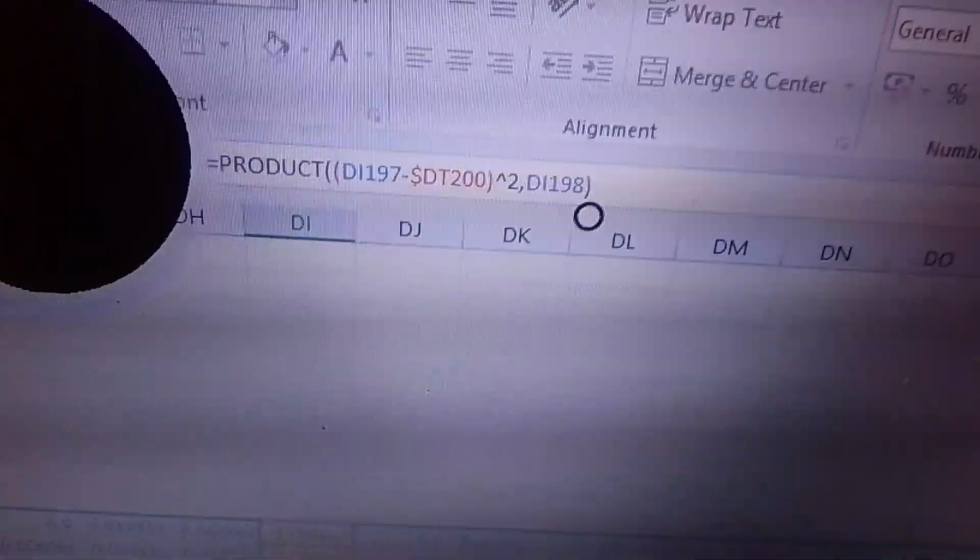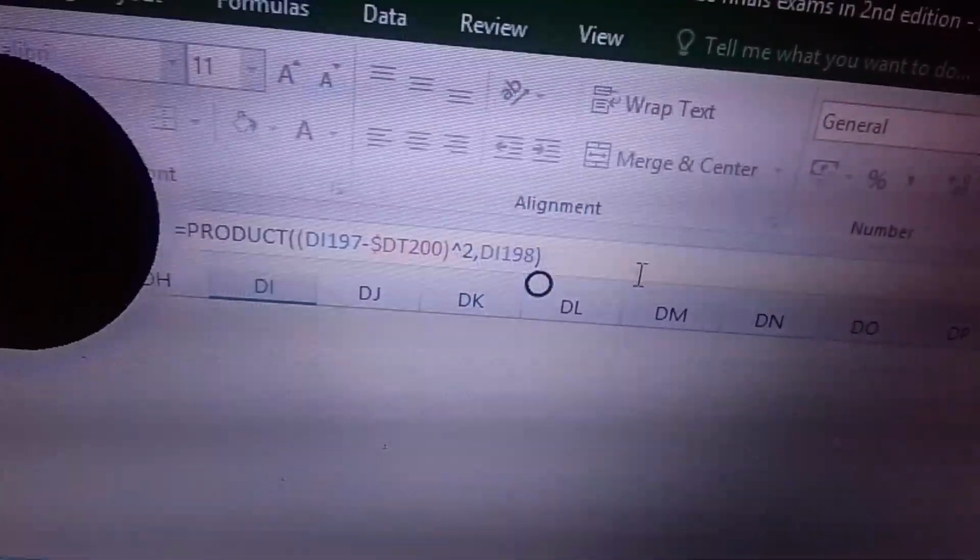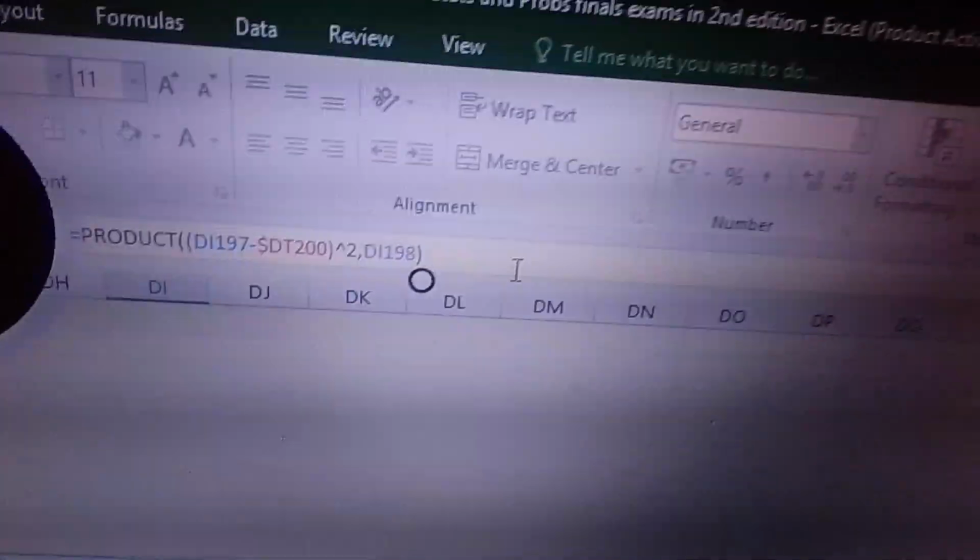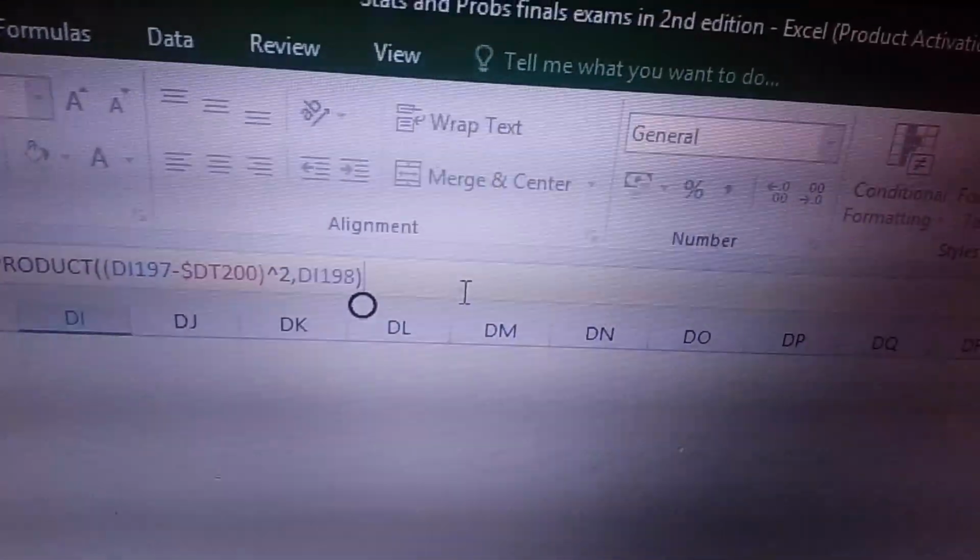Here's when I did the formula na sabay-sabay. Ito yung product of this one. So the product of this one and then multiplied by this one. So this one comes first and then we square it. Then we multiply that with this one. So that's the product. Alright? So let's see if we get the same.